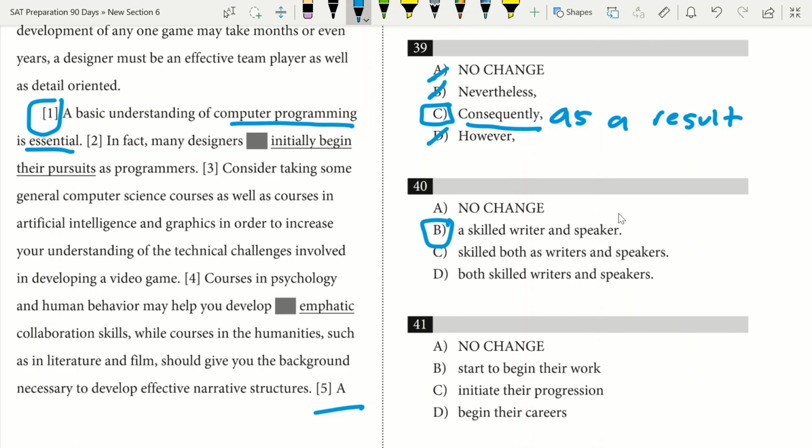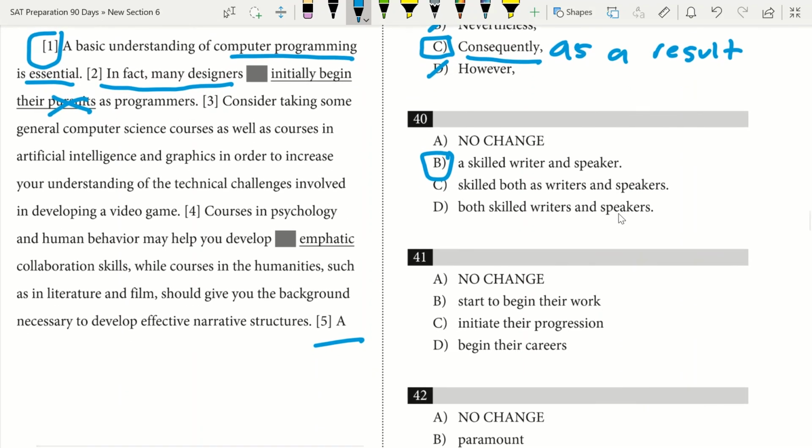So really, we should probably place it before sentence 1, but I'm going to read on a little bit just to make sure. We have, in fact, many designers initially begin their pursuits. Okay, we're talking about careers here. So we would look for something that says initially begin their careers or something like that. Begin their careers. Okay, so the answer there is going to be D. Not progression. Not start to begin their work, because start and begin mean the same thing, so that'd be redundant. And then A said pursuits. We're talking about careers specifically. So our answer there would be D for number 41.